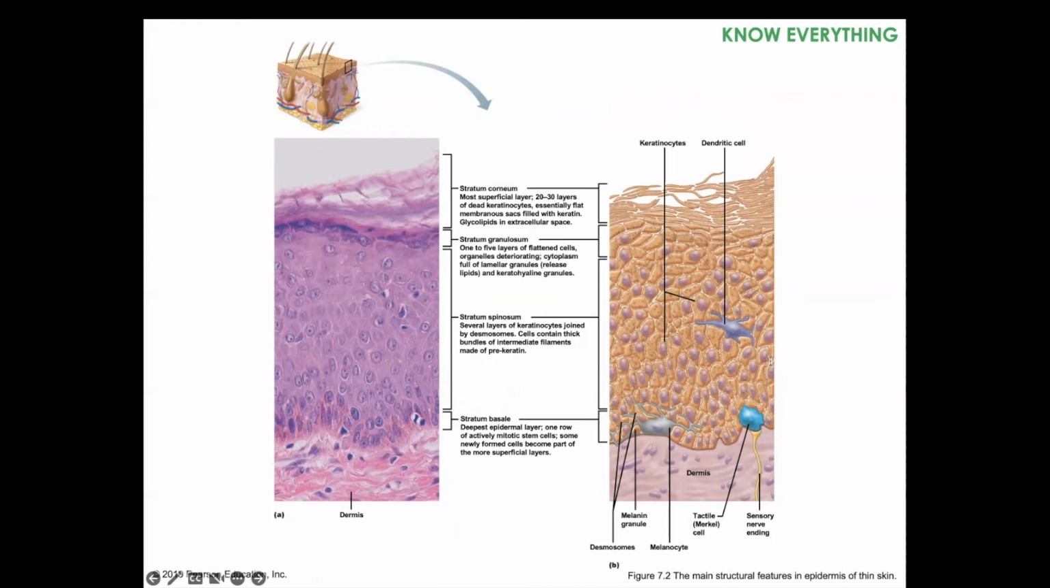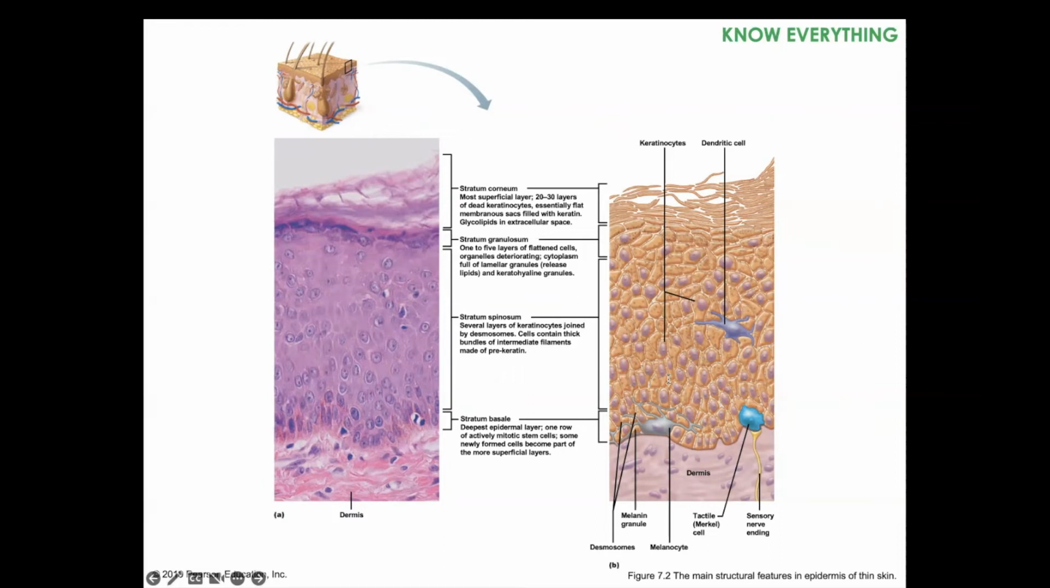The next layer is not seen in the slide, but it's called the stratum lucidum. This is what's going to make the distinction between thin and thick skin. The stratum lucidum is only going to be found in areas with thick skin. Thick skin is only found in the palms of our hands and the soles of our feet. So therefore, stratum lucidum is only going to be found in the palms of our hands and soles of our feet. The stratum lucidum is going to look like a thin band of dead, transparent, flat keratinocytes.